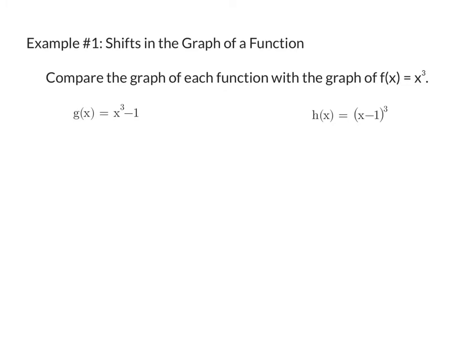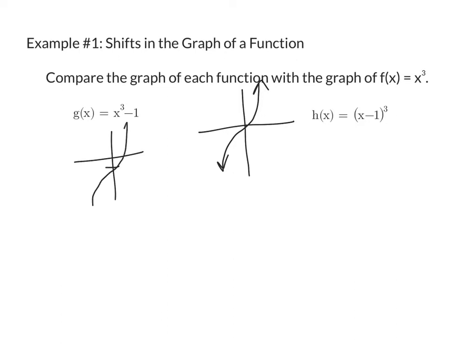All right, so example 1 says compare the graphs of each function with a graph of f of x equals x cubed. These are things that you just need to type in on your calculator to see what they look like. But as a reminder, the parent function f of x equals x cubed is a simple function like that. So what's going to happen on this first one is that it is going to shift down 1 unit. So to state it, we're going to say shifted down 1 unit.